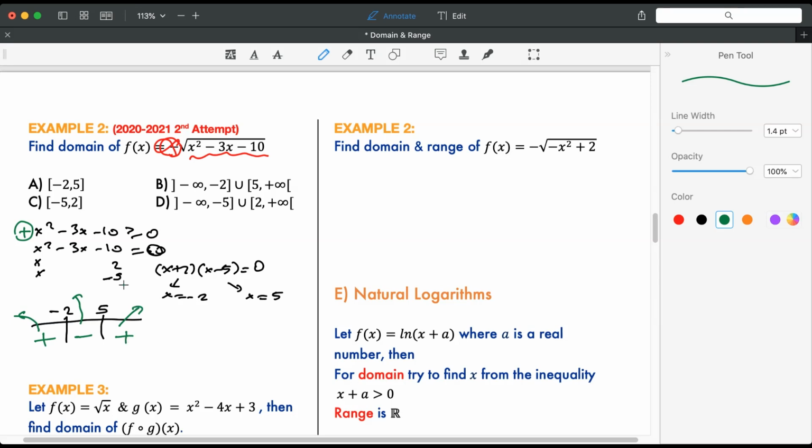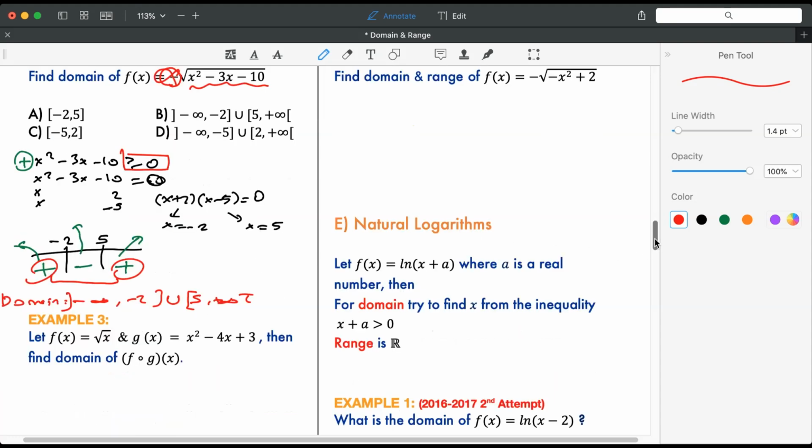Okay, what we need is the positive regions, because we set this as greater than or equal to 0. So we just need the positive regions. We combine them as negative infinity to negative 2, union from 5 to positive infinity. You can simply say that when you find the roots, it is from negative infinity to the smaller root, union from the bigger root to positive infinity.